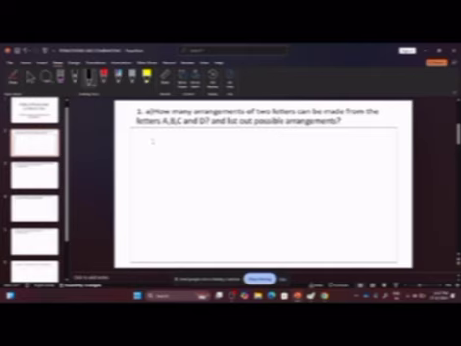N factorial by n minus r factorial. Very good, dear. So we will just indicate it as nPr, the number of permutations: n factorial by n minus r factorial.